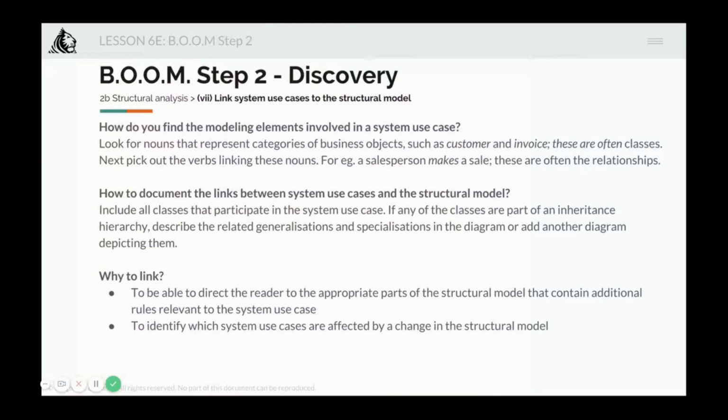How to document the links between system use cases and the structural model? Well, include all classes that participate in the system use case. If any of the classes are part of an inheritance hierarchy, describe the related generalizations and specializations in the diagram or add other diagrams depicting them. Instead of using diagrams, you can also simply write, but in my opinion, creating diagrams would be much clearer.